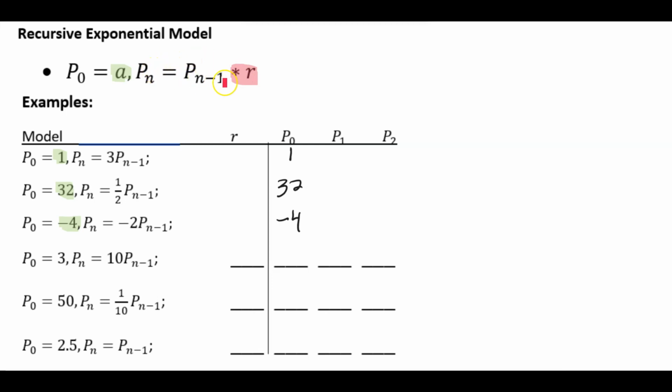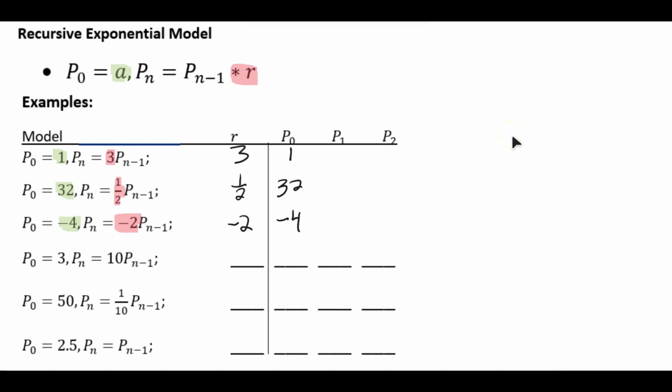Now, although the recursive exponential model has the times r on the right, you'll notice that the coefficient is typically out in front, because that's usually where coefficients are. So the r value, 3 or 1/2 or -2, that is also easy to grab from the recursive definition. Now, how to find the next few values of this sequence, p sub 1 and p sub 2.